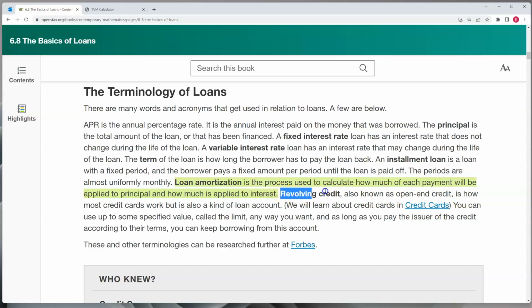Another type of loan is called a revolving credit or open-ended credit. This is kind of like a credit card. Credit cards are revolving credit or open-ended. That doesn't mean they're unlimited. Credit cards do have limits, but they just don't hand you $5,000 that you would charge against, and then you would pay it back or pay it off, and that's kind of how credit cards work.